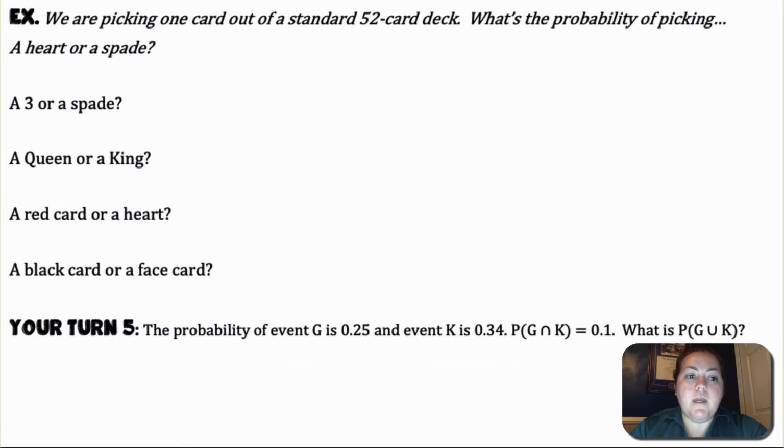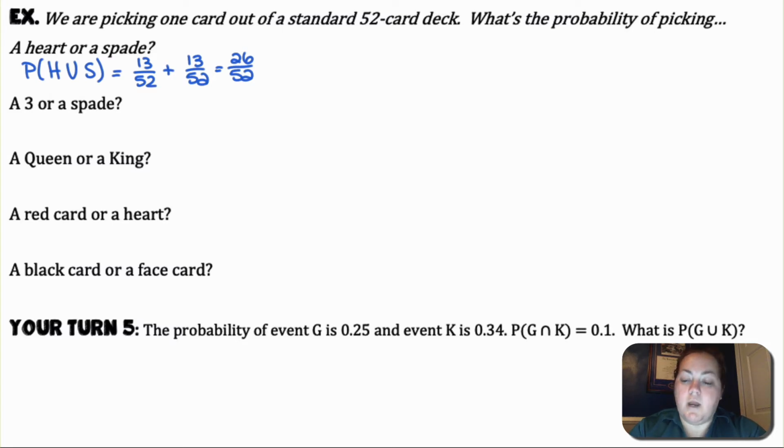All right, we are picking one card out of a standard 52 card deck. What is the probability of picking a heart or a spade? So, heart or spade. Hearts, I have 13 out of the 52 cards are hearts, and same for spades, 13 out of 52 are spades. I do not have any hearts that are also spades, so it's either a heart or a spade. It cannot be both. So, that just gives me 26 out of 52.